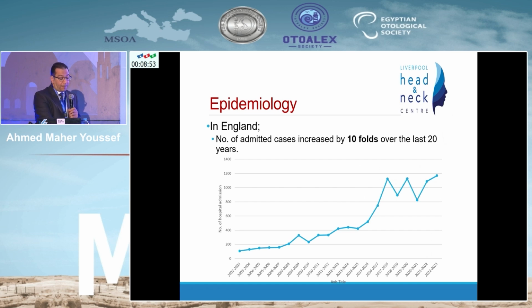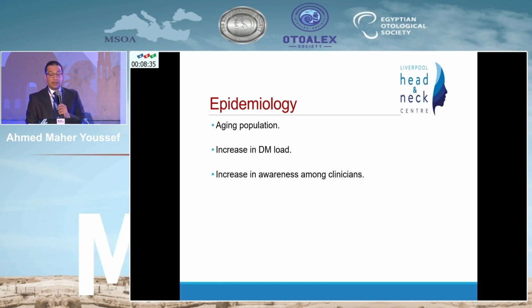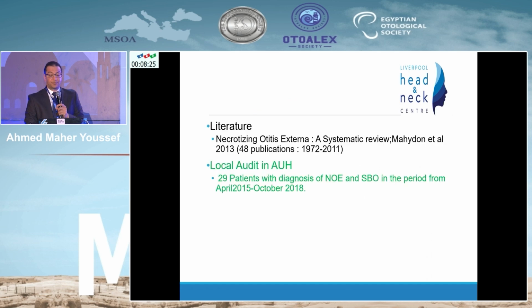and as you can see, around 2002 there were only around 100 cases a year, but it jumped to almost 1,200 cases a year. The probable reasons for that are the increase in the aging population, the diabetes load, and also increased awareness amongst physicians.